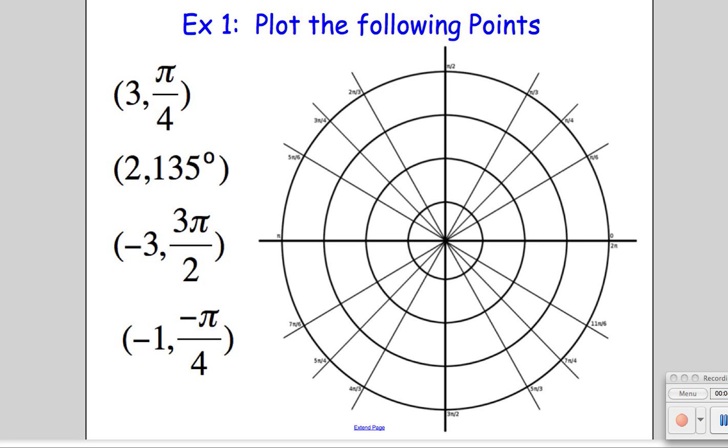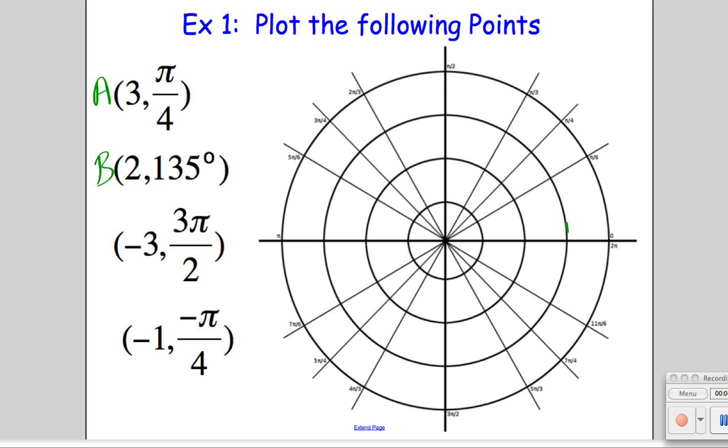So 3 comma pi over 4. The 3 means I'm going to be on the third ring. So here's 1, 2, third ring. I'm going to be on this ring, and I'm going to open up pi over 4. So the point is going to be right here because it's 3 away, 1, 2, 3 away, and it's at pi over 4. And it's a coordinate point, so we'll label that point A.